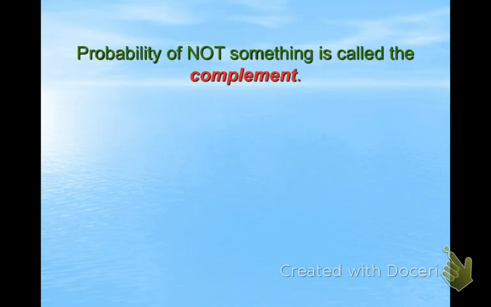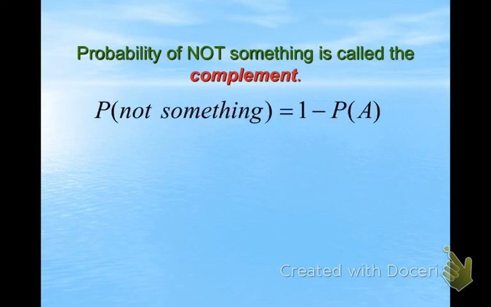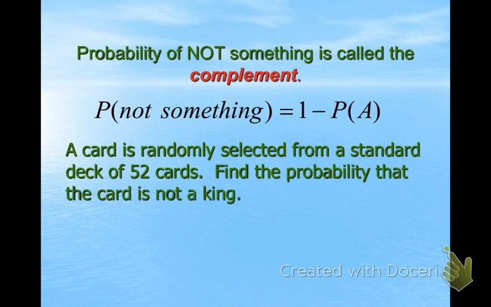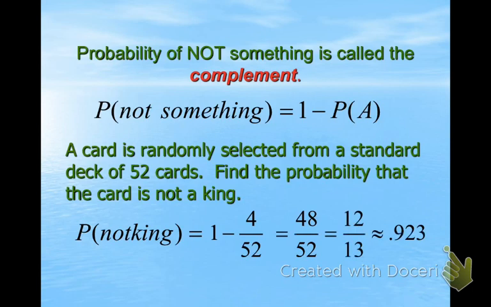Then, probability of not something is called a complement. Okay, it's going to look very similar, or we're going to take 1 minus whatever the probability is. It'll also have like the little apostrophe with it. So like a card is randomly selected from a standard deck, find the probability that the card is not a king. Well, there are 4 kings, so it's everything that's left. So not a king is just going to be 1 minus 4 out of 52, or 48 out of 52, which is going to reduce to 12 out of 13, which is about 92.3%.